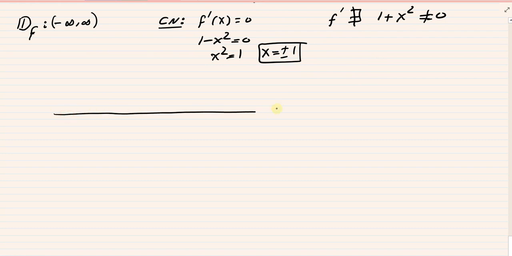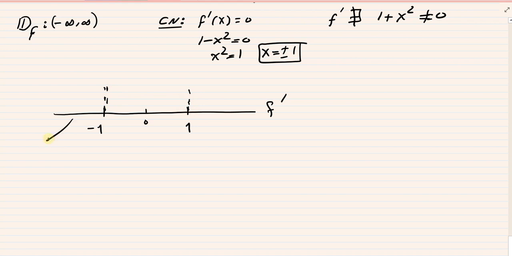I'm going to draw the number line. This is f prime, and again, f prime is continuous everywhere in this one. My reference points are 1, negative 1. 0 is just a number line here in the middle. Now, choosing test points. Let's see.